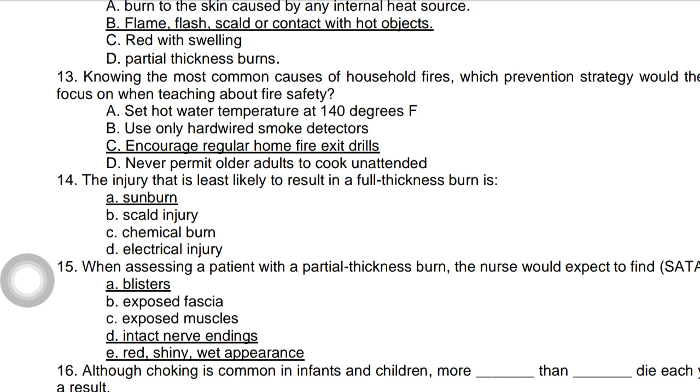Sunburn is only a first degree burn. Scald injury, chemical burn, electrical injury are full thickness burn or third degree burn.